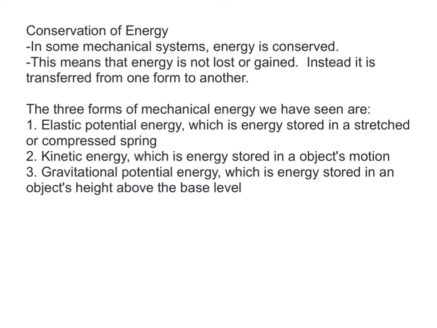It doesn't really happen in real life too often because you're usually going to have energy lost to some type of thing like friction. But for now, we're just going to look at those ideal situations where all of the mechanical energy is conserved. The three forms of mechanical energy so far that we've seen, just to refresh your memories: elastic potential energy, which is energy stored in a stretched or compressed spring; kinetic energy, which is the energy stored in an object's motion; and gravitational potential energy, which is energy stored in an object's height above the base level. So what we're going to be looking at is conservation between those three types of energy.